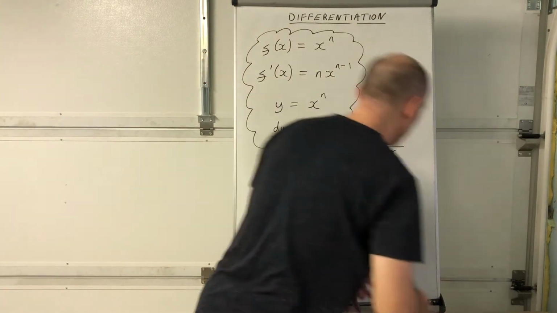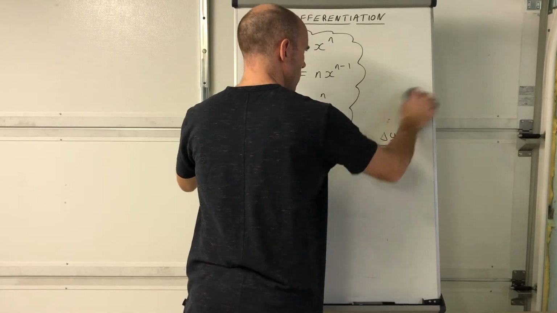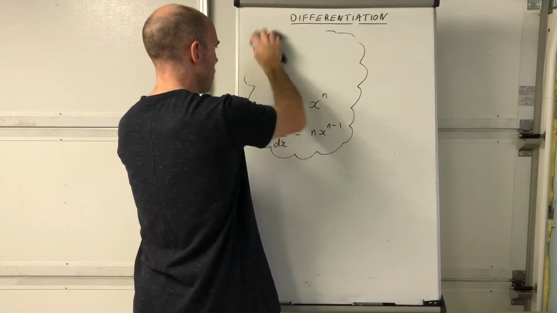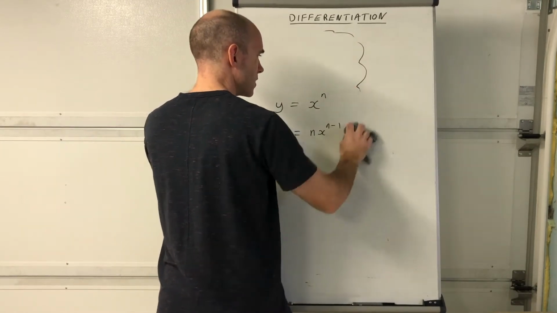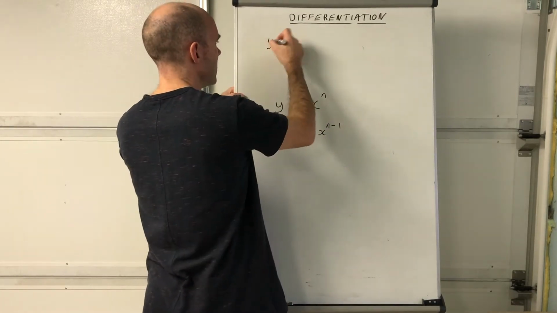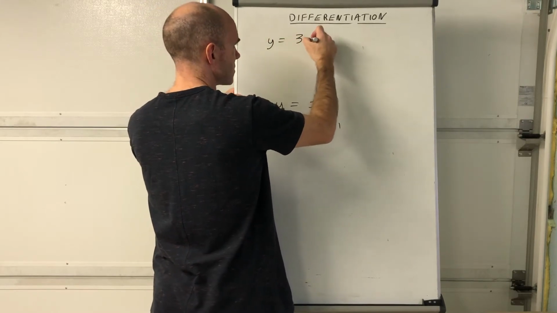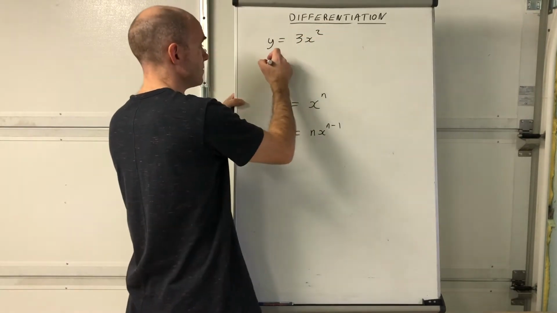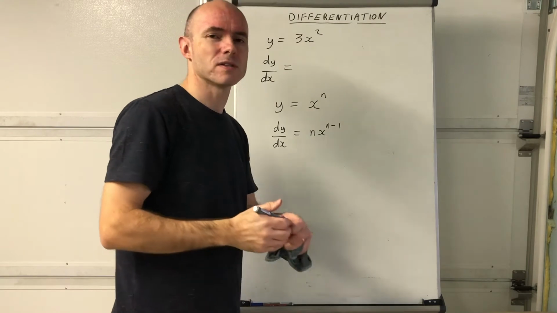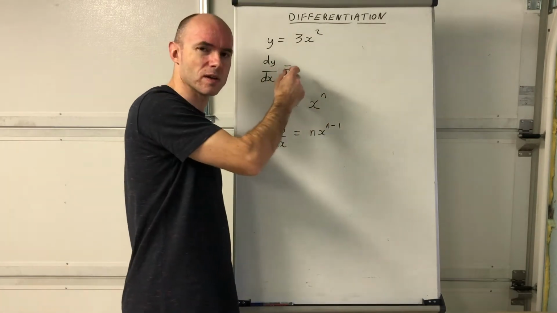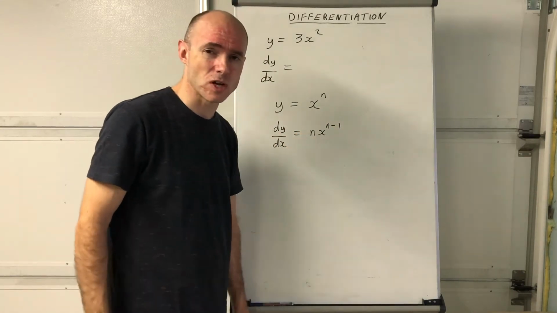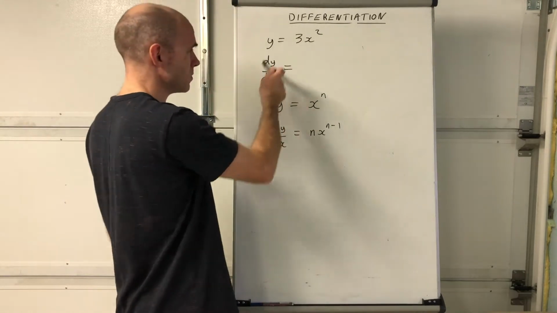So let's move on a little bit from there. Let's rub this out. What if instead of y = x to the power of n, you've got another coefficient involved, another number involved. Suppose you've got y = 3x squared. What is the gradient function of that? Because we're doing A-level mathematics here, let's skip straight to the dy/dx notation. We don't write gradient equals anymore. You might be doing that at GCSE, or year 8 or year 9, but in A-level we're not. We're writing dy/dx to represent our gradient function.